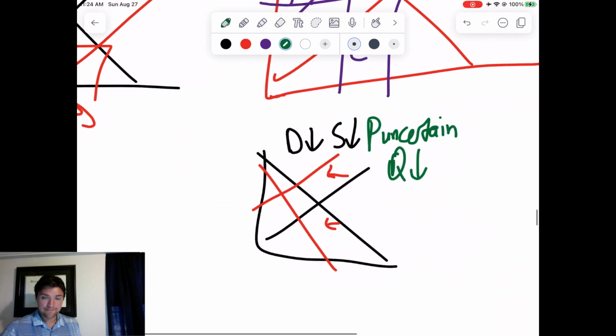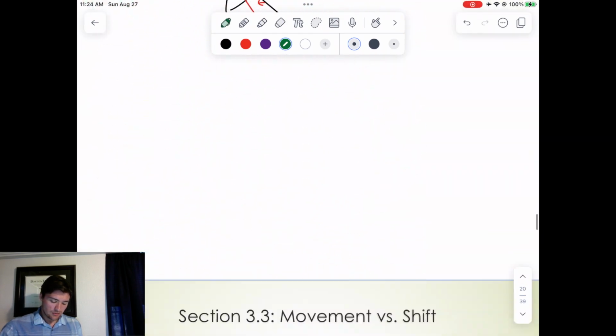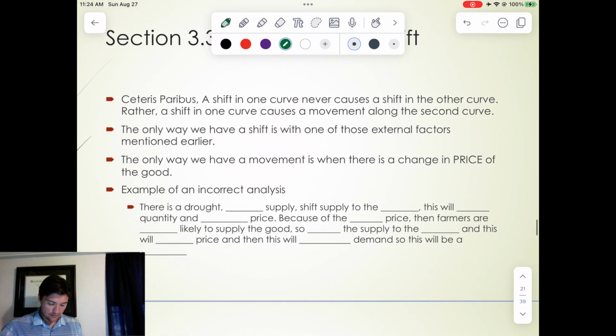But on this one, right, it wasn't because demand changes that changes supply. That's not what's going on here. We're having two separate situations. So the only way we have a movement is when there's a change in the price of a good. Because demand changes, that changes price, and then that is a movement on the supply curve. So basically, if you're not drawing a new demand curve or a new supply curve, you are having a movement, not a shift. And a change in price of the good is a movement.